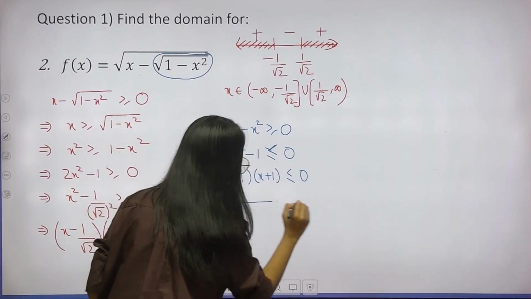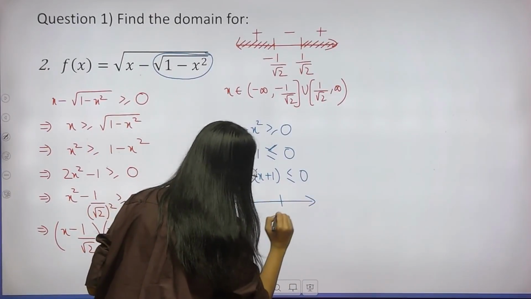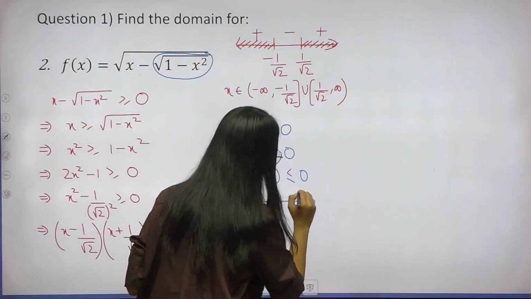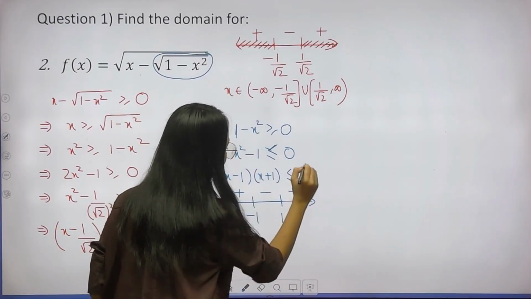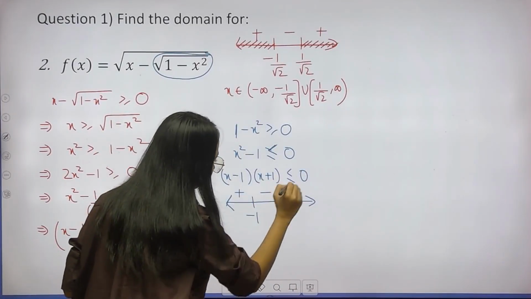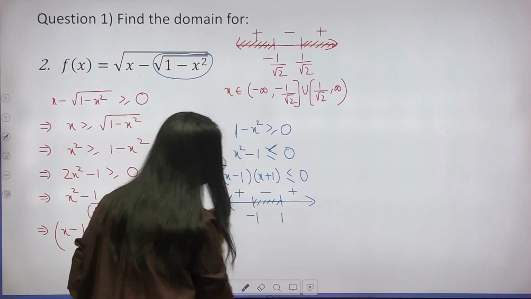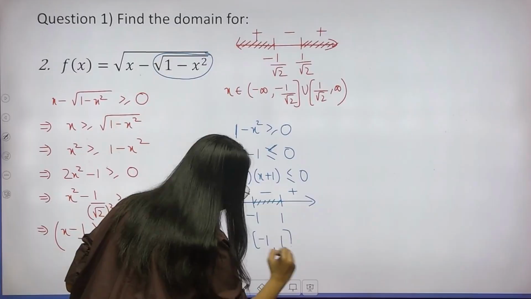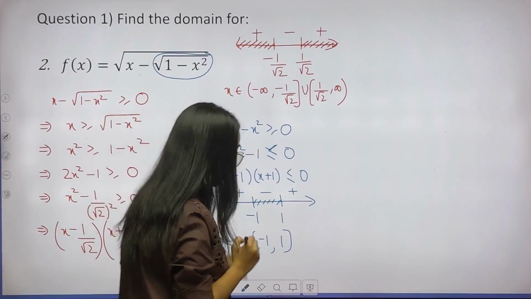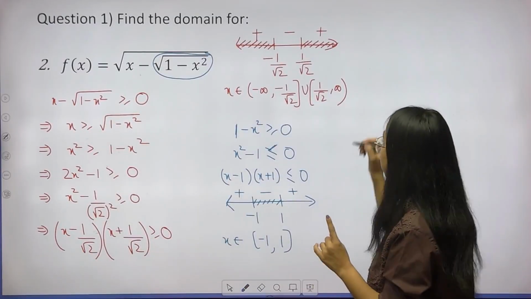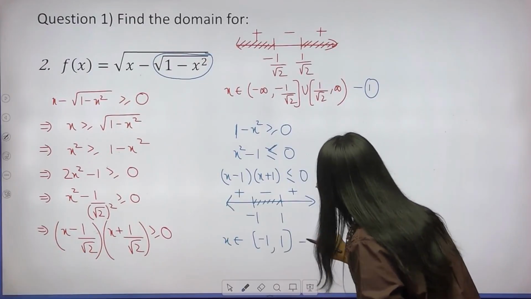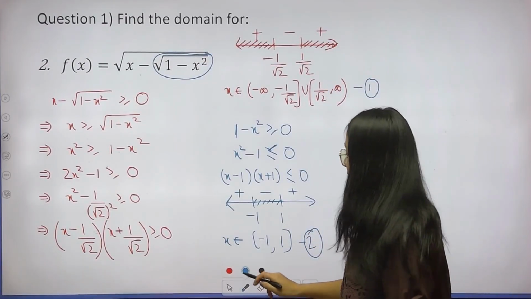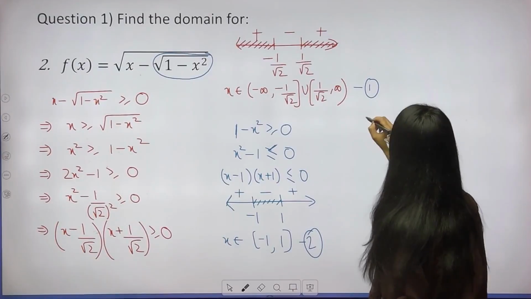Now we'll make the number line again. We have minus 1 and 1 as two critical points. So anything beyond 1 will be positive, negative, positive, and we need the negative portion. So we'll take this particular region. Now this means that x belongs to minus 1 till 1. Okay. So for the final answer, we need to take the intersection of this and this particular region. Okay. So let's see what will be the intersection.